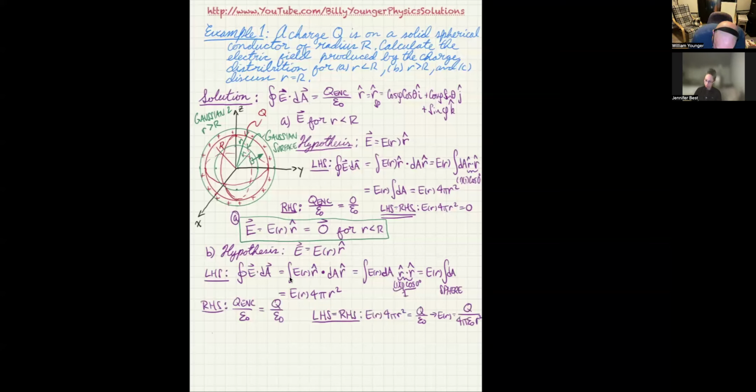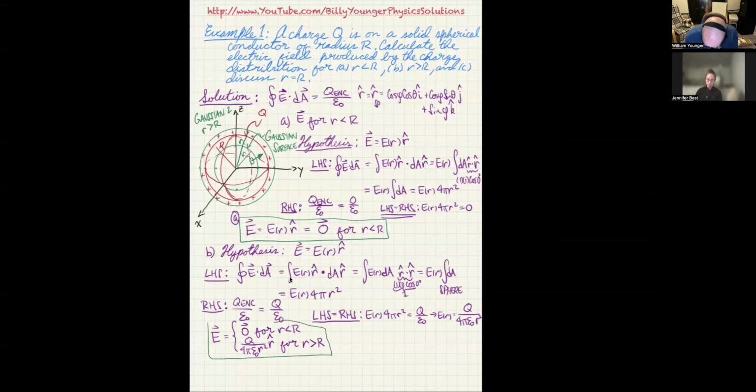So using our hypothesis, that means the electric field is equal to, I'll make it a piecewise function like this: 0 for r less than big R, and Q over 4 pi epsilon naught r squared r hat for r greater than big R. Okay. Now, that's the actual formula that we were able to derive for the electric field.